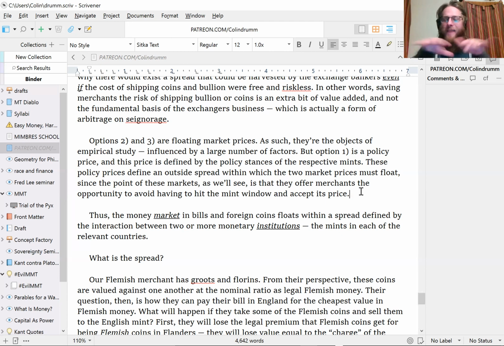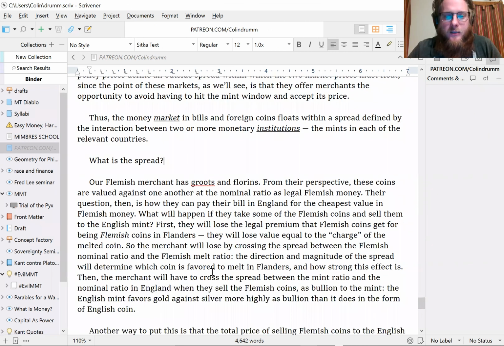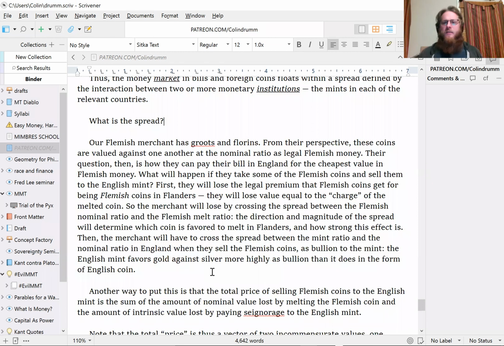But what I've just tried to explain to you, I know it's not really that complicated, but I find it difficult to really wrap my head around. So I hope my explanation made some kind of sense. But this is necessary to understand in order to understand the relationship between sovereign power in the monetary system and private monetary actors like the exchange bankers.